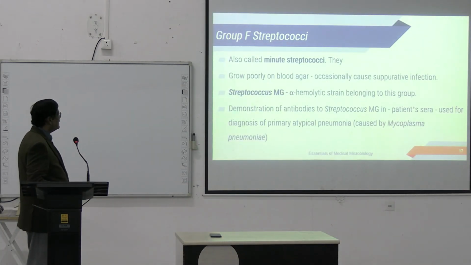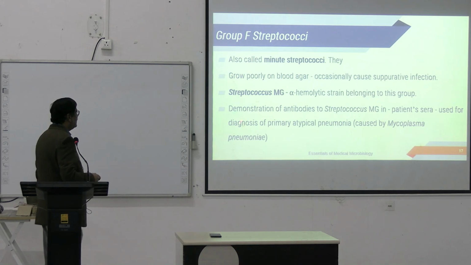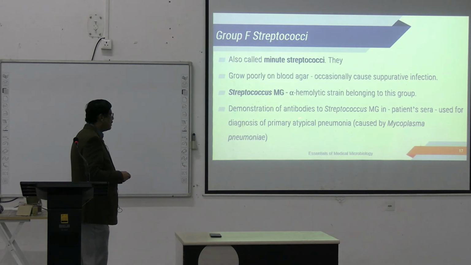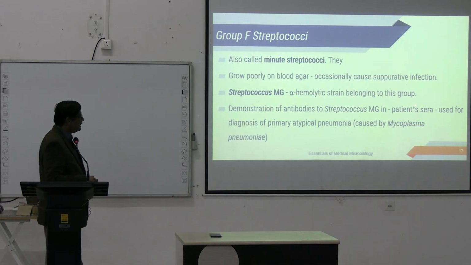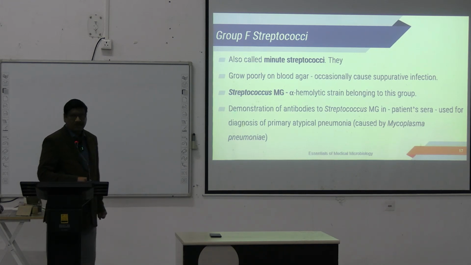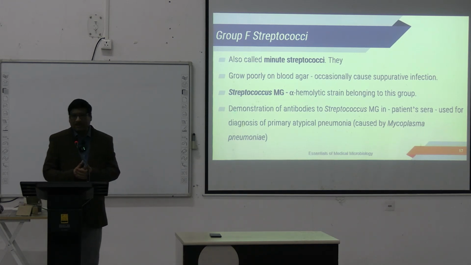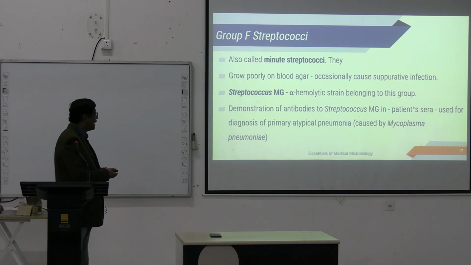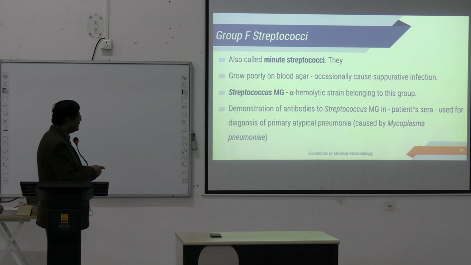Group F Streptococcus: there is one Streptococcus MG, an alpha hemolytic strain belonging to this group, and the demonstration of antibodies to Streptococcus MG in patient sera is used for diagnosis of primary atypical pneumonia caused by Mycoplasma pneumoniae. Later on you will read about atypical pneumonia where the culture is negative. This atypical pneumonia you can identify with this Streptococcus MG strain.